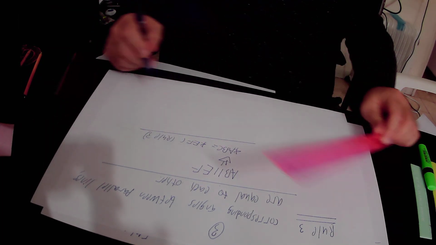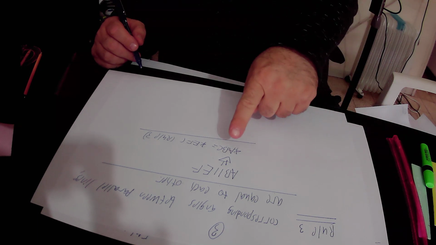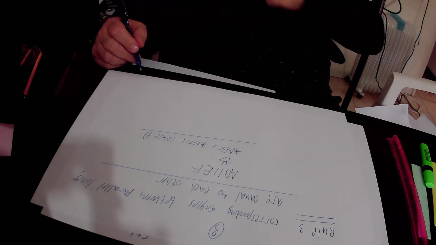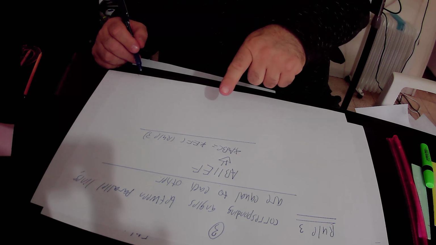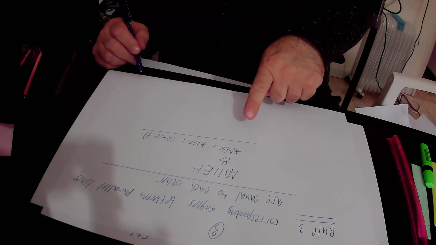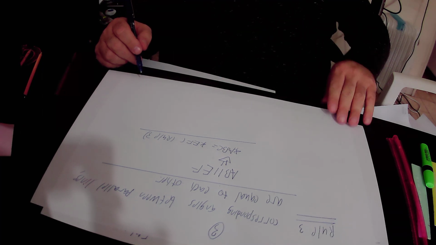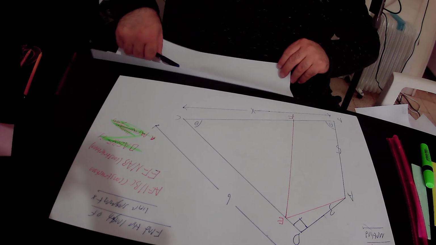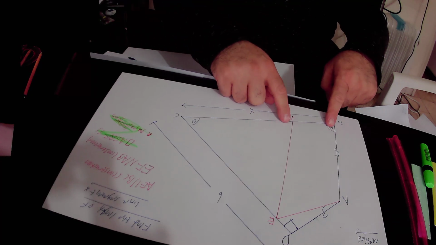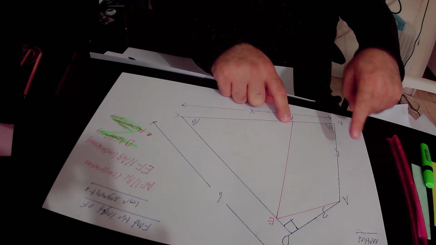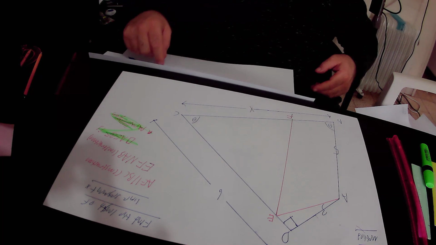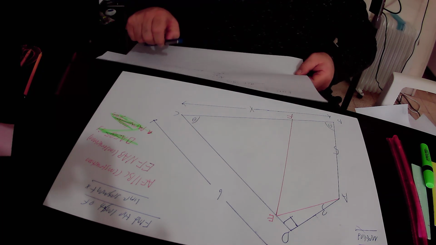I'll repeat again, because of the fact that AB is parallel to EF, we get that according to rule number 3, angle ABC equals angle EFC. Why? Because those two angles are defined as corresponding angles and they are located between the parallel lines AB and EF, therefore they will be equal to each other according to rule number 3.